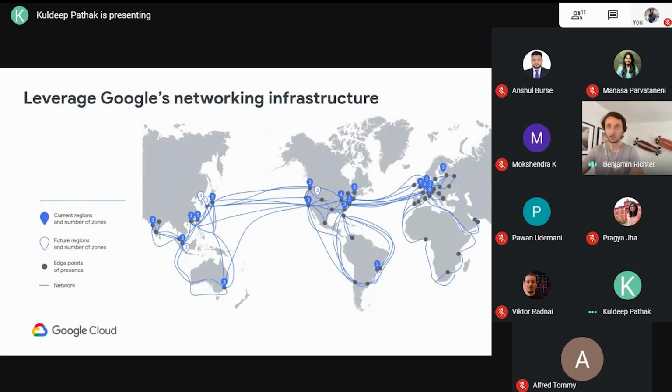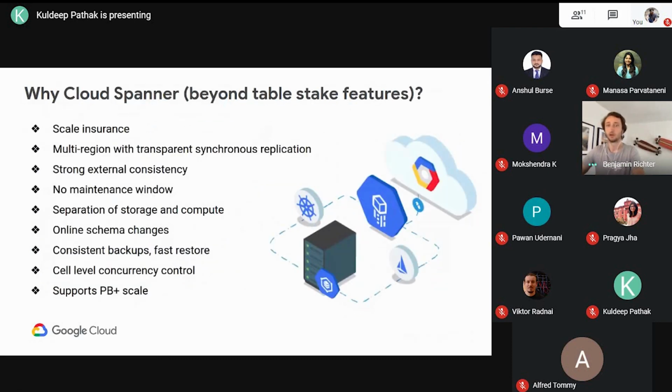We actually build these networks. We own all the cables, and they're optimized for operations like the ones we just saw, the Cloud Spanner operations. And only with the combination of this super accurate timing and the very strong network are we able to provide the global consistency.